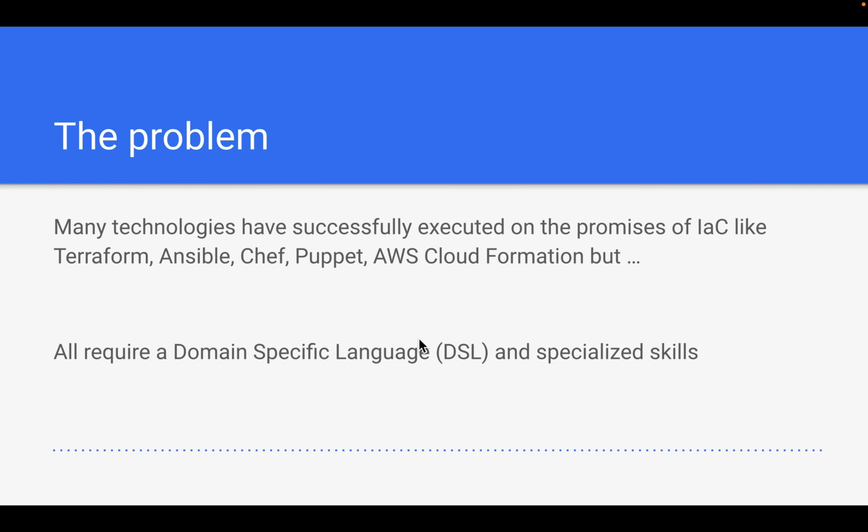So if infrastructure as code is so great, then why do we see it evolving? Why is there what I'm calling a modern solution to infrastructure as code? Well, many technologies have successfully executed on the promises of infrastructure as code. Just to name a few of the most successful ones, you have Terraform, Ansible, Chef, Puppet. Even AWS's CloudFormation itself is quite popular and is still a very powerful way to provision cloud architecture. However, all of these require knowledge of a domain-specific language and thus a specialized skill set.